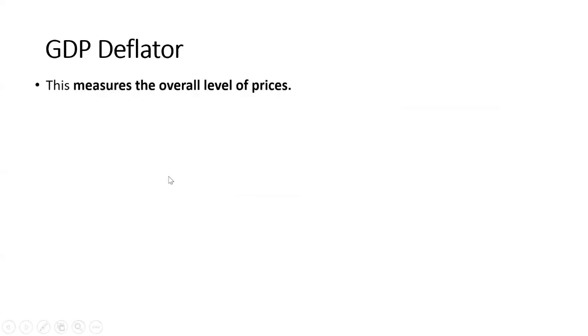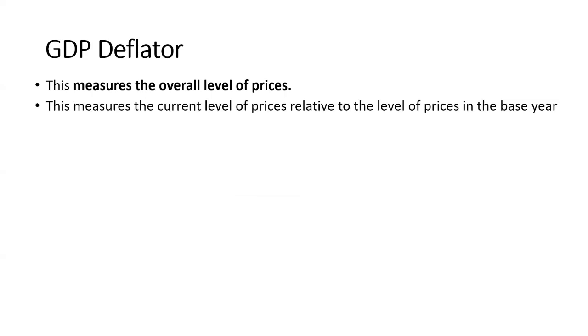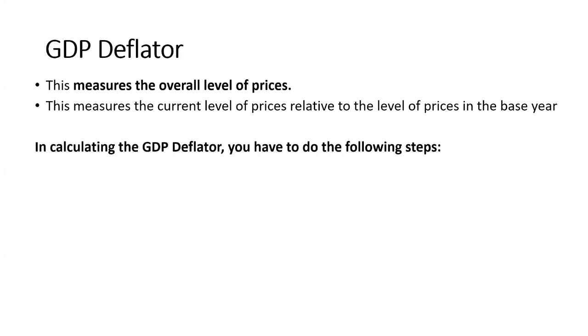So when we say GDP deflator, again, the same as the CPI or the consumer price index, this measures the overall level of prices. And it measures the current level of prices relative to the level of prices in the base year. So in calculating the GDP deflator, you have to do the following steps. First is to compute the nominal GDP. Nominal GDP is the value of your GDP based on the current price. Therefore, the nominal GDP is not yet corrected for inflation.